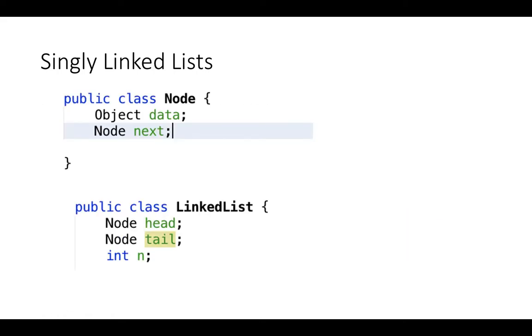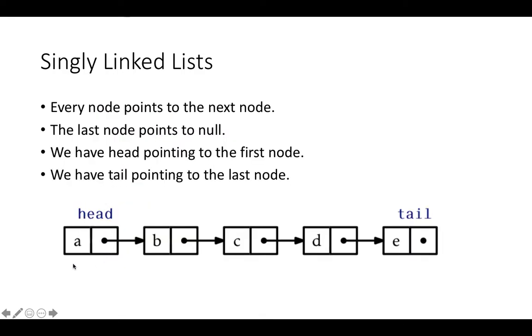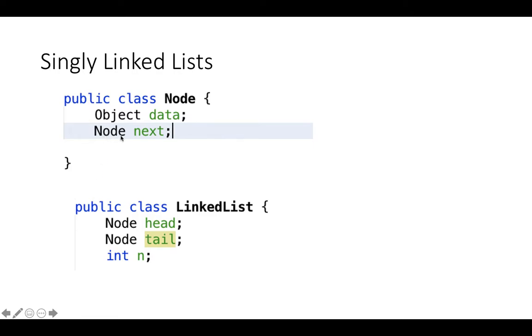So how to implement the linked list? We'll create a class called node. This is just a complete class, public class node. This node has two things: the data that we want to store in the node and a pointer to the next node. As we saw before, every node has the data, A, and a pointer to the next node. So we call this node next. And the linked list has head and tail, and we store the number of elements we have.